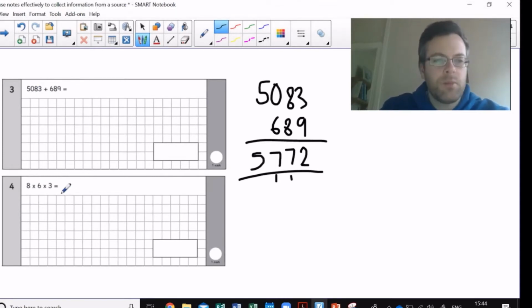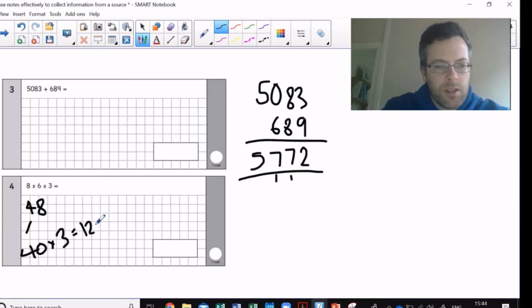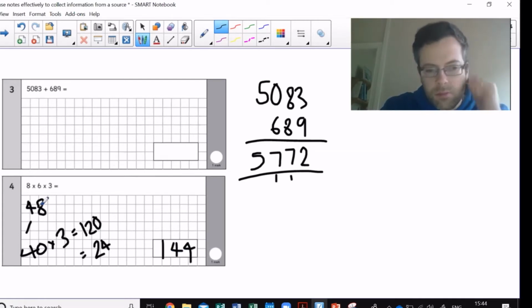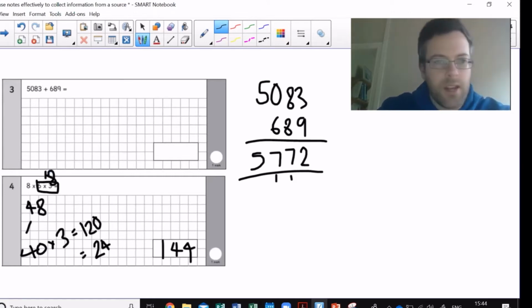8 times 6 times 3. Well, 8 times 6 is 48. And then 48 times 3. Well, 40 times 3 is like 4 times 3 times 10, which is 120. 8 times 3 is 24. Put them together: 144. Some of us might have gone, well actually 6 times 3 is 12, now that I spot that would have been good. No, 18. Oh, I'm having a nightmare. And then 18 times 8. Anyway, let's crack on.